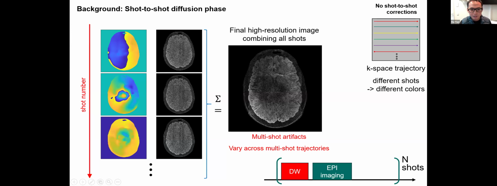And if you simply combine those different shots, you will easily get these multi-shot artifacts that vary across different multi-shot trajectories. So in this case, you have to have this EPI navigator at the back so you can always monitor the K-space by oversampling the K-space center in each shot, but that will cause a lot of additional problems. So our work deals with the basic concept of self-navigation. That is an elegant concept that estimates or corrects the shot-to-shot phase inconsistency from the imaging echoes themselves.